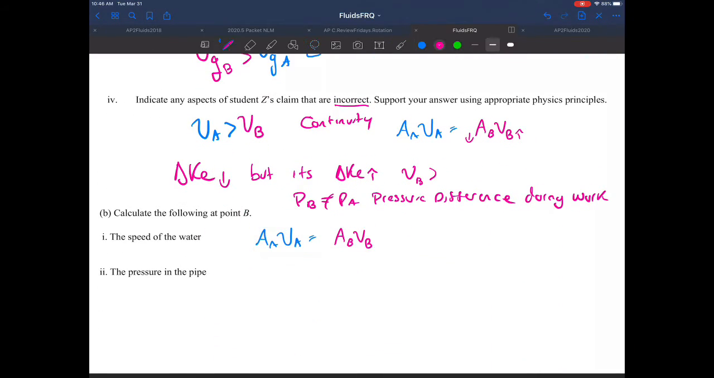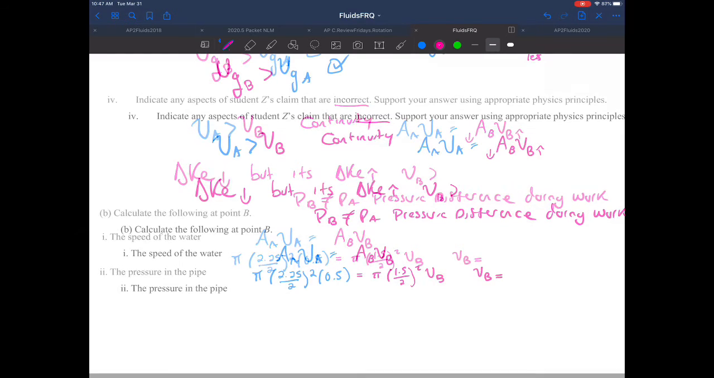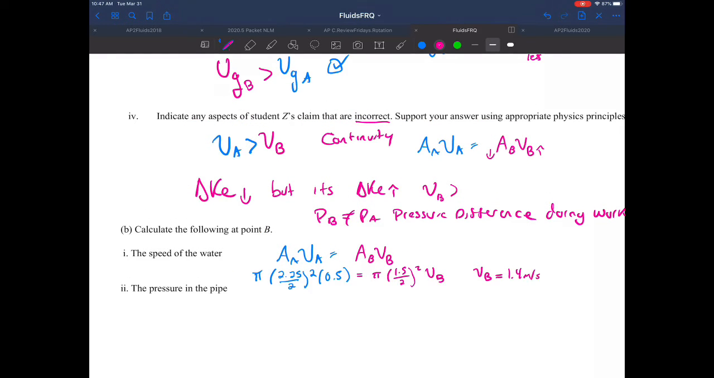Let's go ahead and fill that in. Here we'll have the area at location A. We're going to do pi r squared, so take that diameter, cut it in half, and square it. VA is 0.5, which I just read from the problem statement above. At AB, pi, take that diameter, cut it in half, squared, and VB. Okay, cool. We can solve for VB. Notice I made a mistake writing 2.25 instead of 2.5. And we should get 1.4 meters per second. Notice that the meters per second and the 0.5 is what carries over to these units.